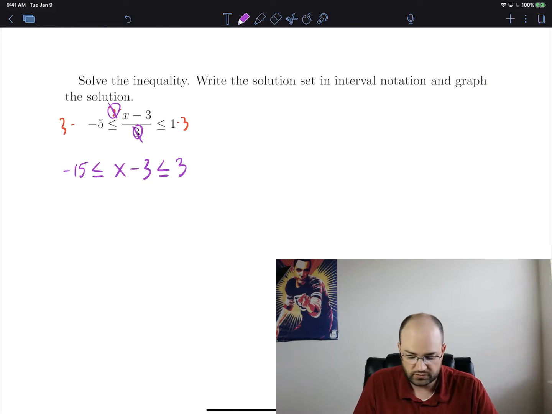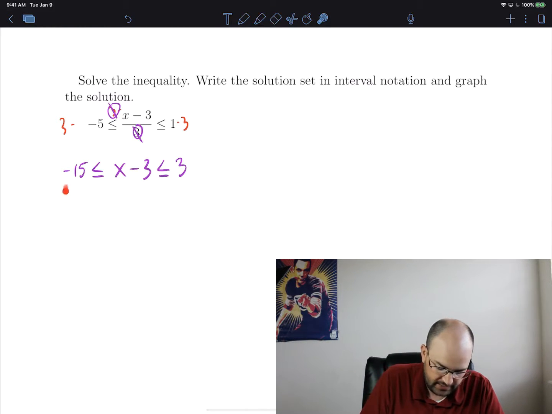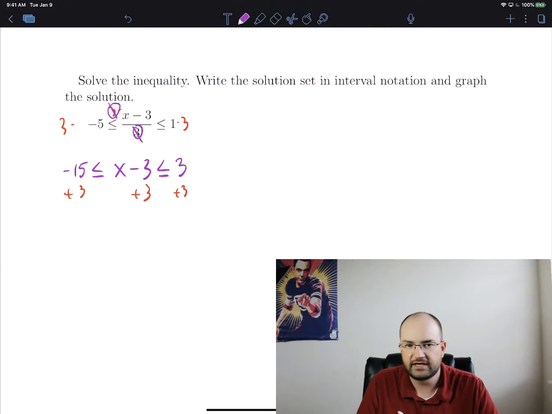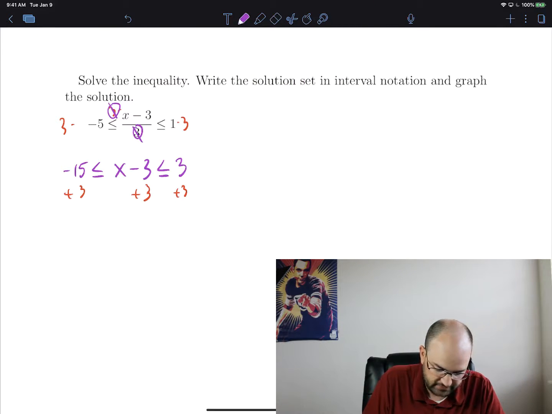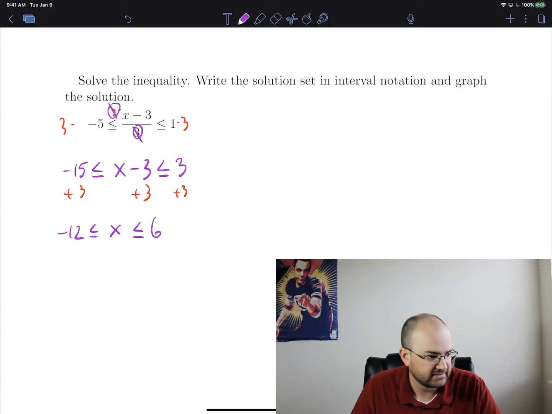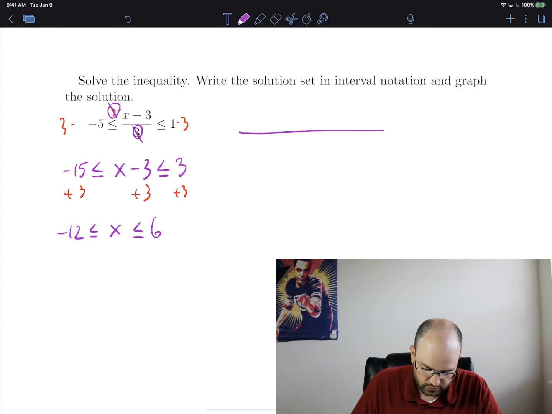And at this point, ask yourself, what should you do? Well, looking at the middle, I want to get the x by itself, which means I need to get rid of this -3 by adding 3 to all 3 sides. So we have -15 plus 3, which is -12, less than or equal to x, less than or equal to 3 plus 3 is 6. So we have -12 less than or equal to x less than or equal to 6. That's the solution. But be sure to graph it.